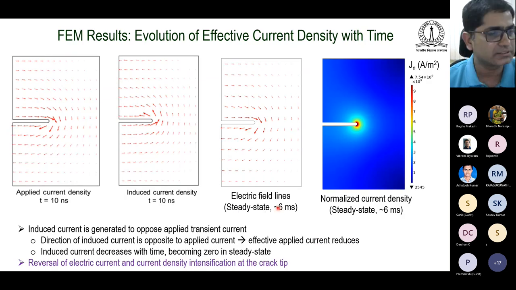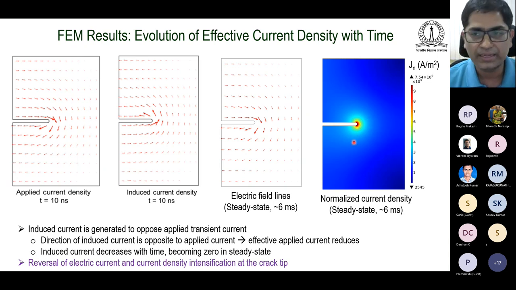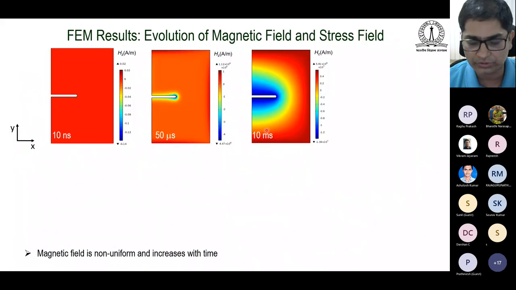Eventually, after about 6 milliseconds or so, we reach a steady state. The change in the electric field is not there anymore, and the electric field lines establish like that. The current density, of course, as we expected, has very high current concentration at the notch tip. That is something that we can expect. And we can see here that the current actually reverses around the crack tip, and that is essential for applying crack opening stress on this notch.